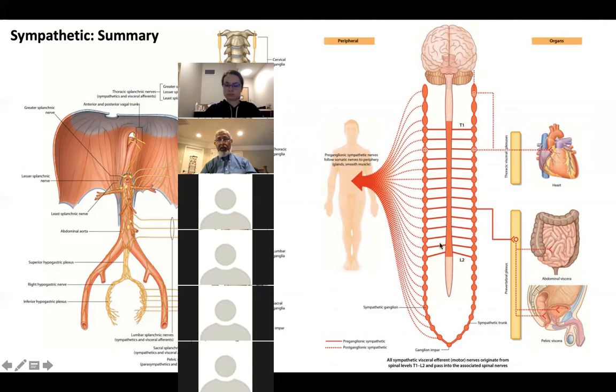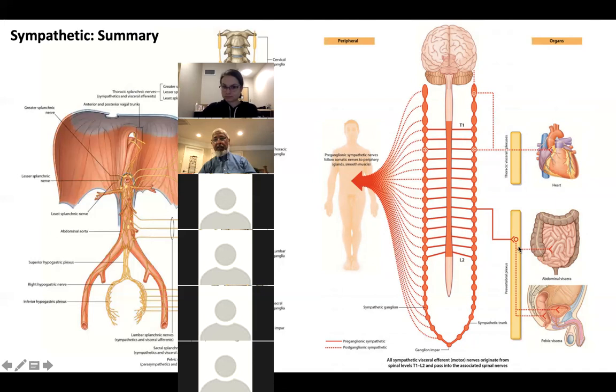Now look at this one. So origin is from T1 to L2, no other origin, but the sympathetic chain extends from the base of the neck all the way to the coccyx. So fibers arise from here, either they synapse here and the postsynaptic fiber goes to the organ, or they can leave without synapsing and then they go to the heart and synapse there in a small ganglia, and then postsynaptic fibers go from there.